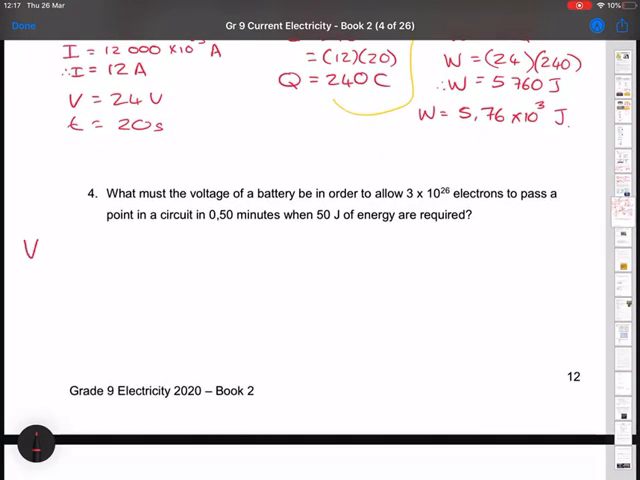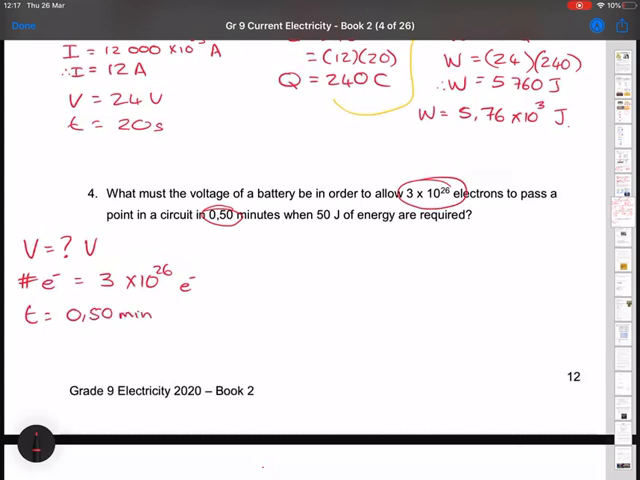Okay, question 4. What must the voltage of the battery be? So they're asking us, what must the voltage of a battery be in order to allow 3 times 10 to the power of 26 electrons, so that's our number of electrons, to pass a point in a circuit in 0,50 minutes.